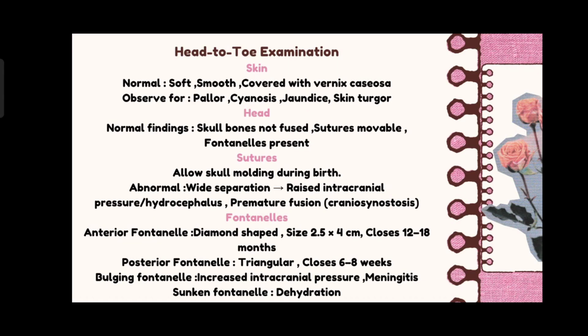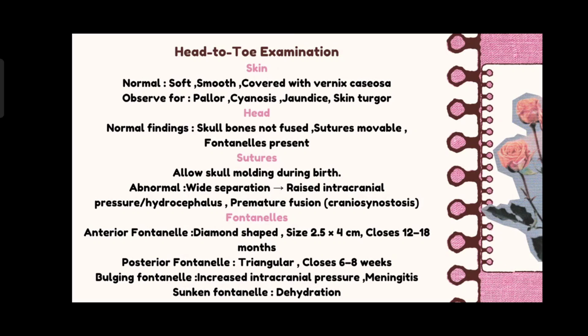Then coming to the head to toe examination. Under that, first one is skin. For a normal baby, the skin will be very soft and smooth, and also it will be covered with vernix caseosa. Vernix caseosa is a white cheesy like substance which is present all over the body of the baby. Then we have to observe for pallor or cyanosis, jaundice, and also for the skin turgor.